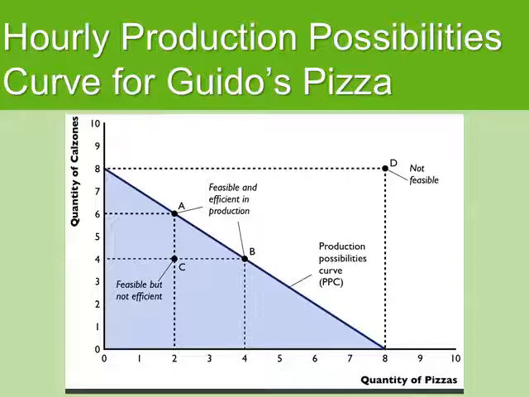Now notice points A and point B both show different combinations of production. Either of those is equally good. Guido would choose whichever combination best fit the needs of the customers he had in his restaurant. Both of those would be maximizing the use of resources, and he would maximize his utility by choosing the option that maximized his profit in this case.